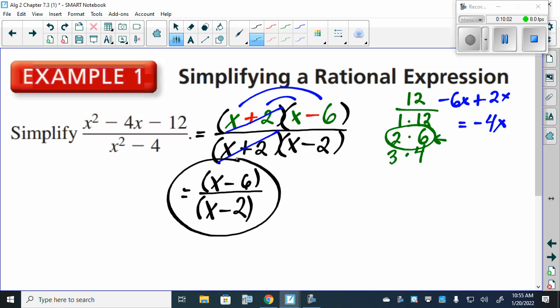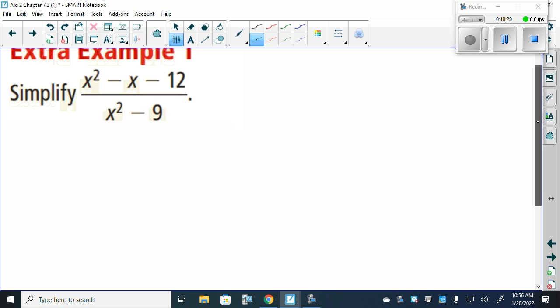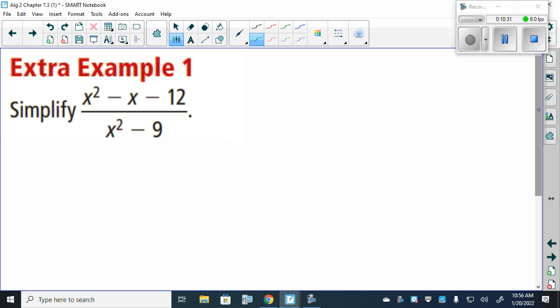Any questions on any of this here? This is to check to make sure we factored this correctly. Any other questions? Okay. Let's look at this next one here.